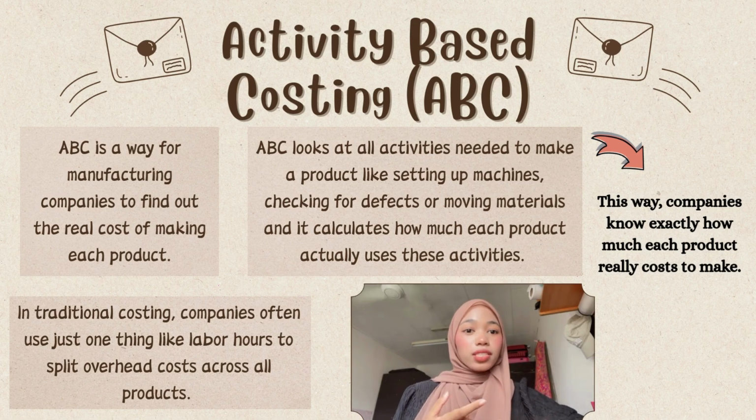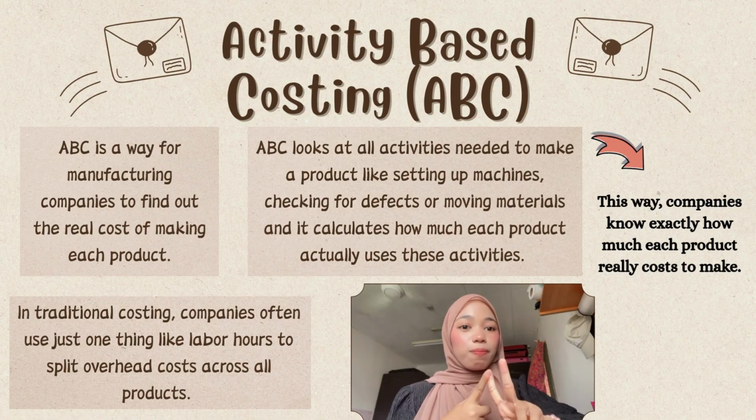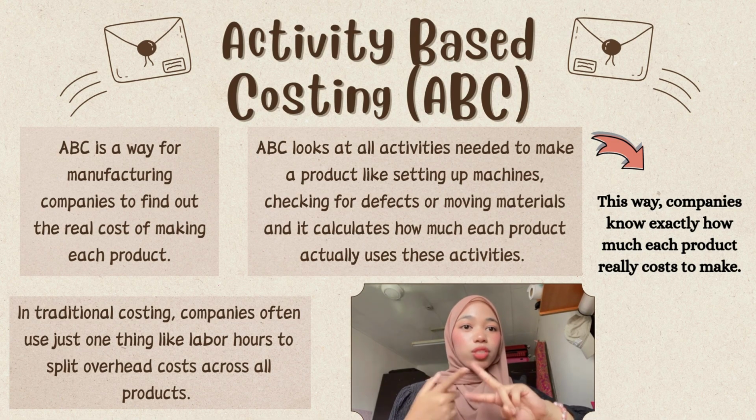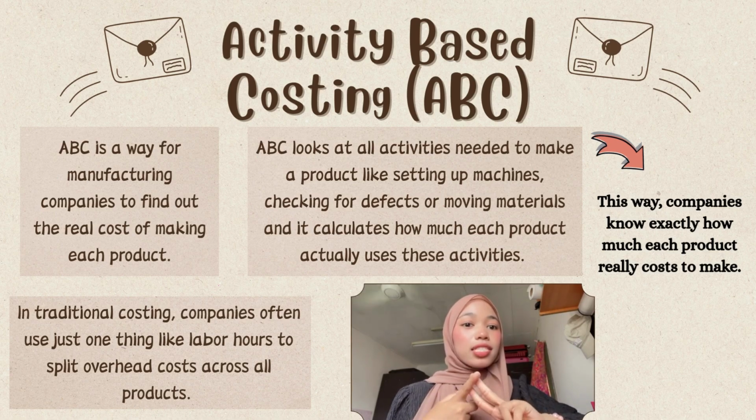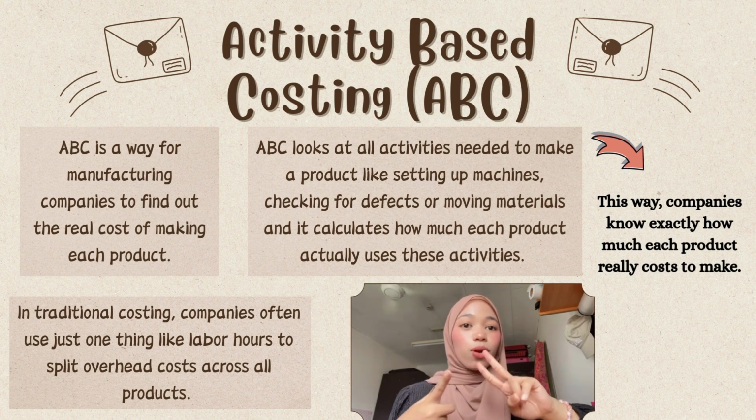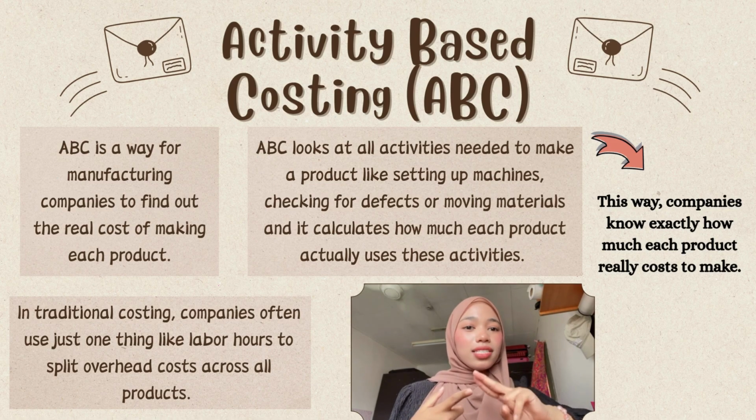Let's say a factory makes two products. One is simple and fast to make. The other one is complex, needs more machine setup, more inspection and more handling. Using traditional costing, both products might get a similar overhead cost just because they took the same labor time. But this is unfair, because the complex product should clearly cost more to produce. This is inaccurate and unfair.